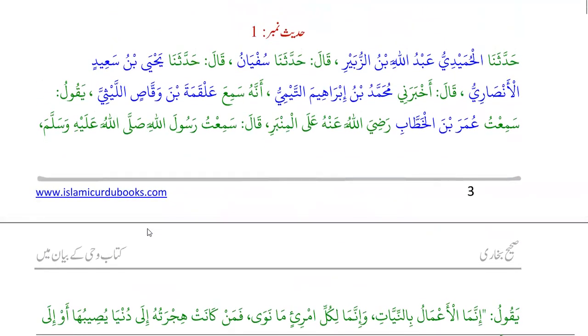And then, sami'tu, I heard, Umar son of Khattab, Umar bin Khattab radiyallahu anhu, may Allah be pleased with him, on al-minbar, the pulpit. Qala, he said, sami'tu, I heard Rasulullah sallallahu alaihi wasallam, the messenger of Allah, peace and blessings of Allah be upon him.